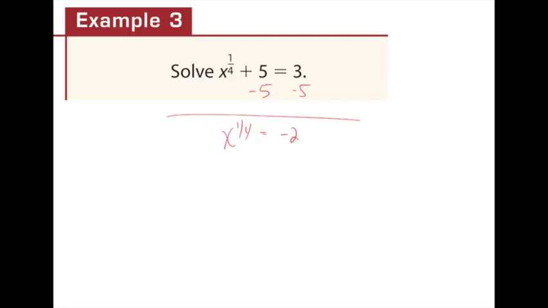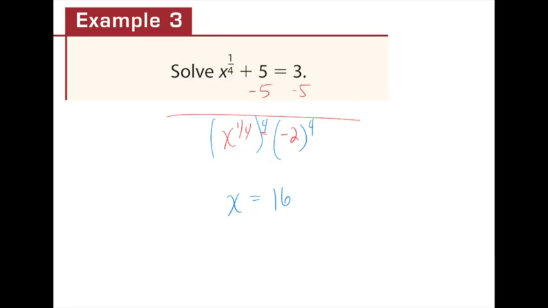So just like a 4th root, what do you think I'm going to raise this to? 4th power. Yeah, to the 4th power. So on the left-hand side, that x is now by itself. Negative 2 to the 4th power is, what, 16? So according to this, my answer is 16. I have a little bit of a problem, though.